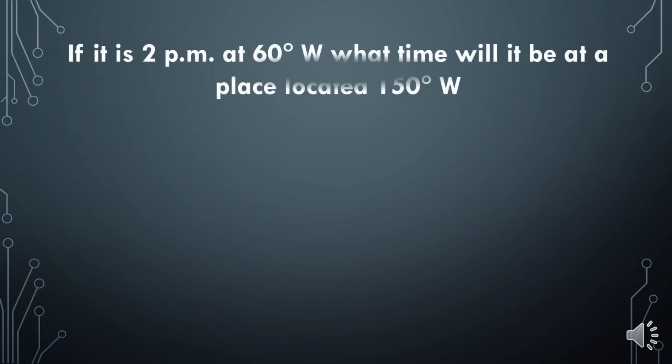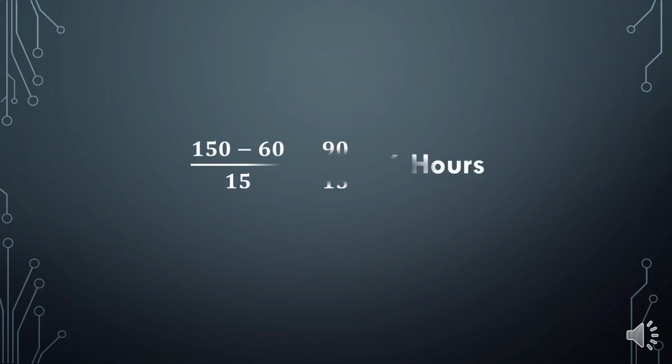If it is 2 p.m. at 60 degrees west, what time will it be at a place located 150 degrees west? So we work out our time difference by subtracting 60 degrees from 150 degrees, all over 15. We are left with 90 degrees.